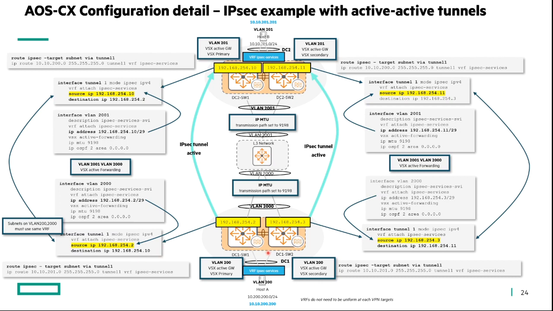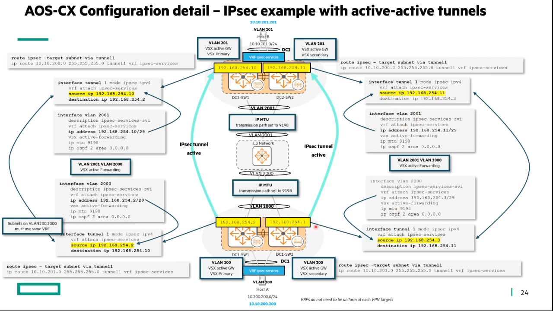Now on the other VSX pair, DC1 switch 2 and DC2 switch 2, we use the same concept to configure the tunnels using VSX active forwarding IP addresses. Note obviously the tunnel addresses are different. They're on the same subnet, but they are different. So don't forget, this subnet needs to be large enough to support active forwarding on the same VLAN across the VSX pairs. So do be aware of that.